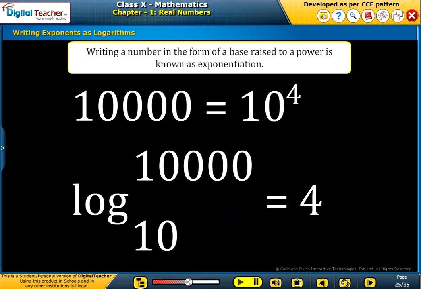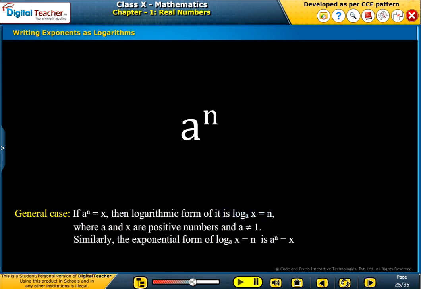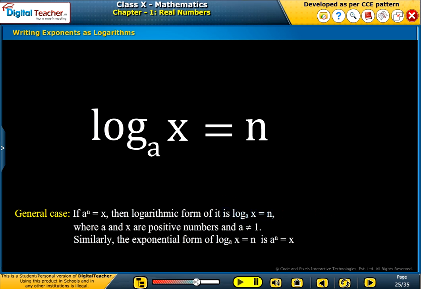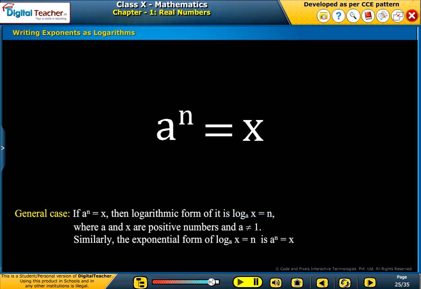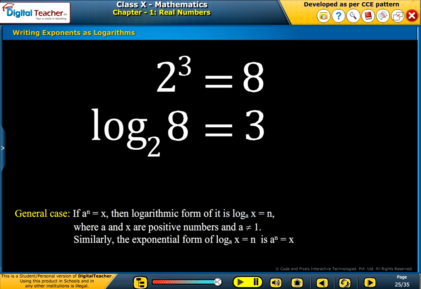Thus, logarithmic form is expressed as shown. General case: if a to the power n is equal to x, then the logarithmic form of it is log x to the base a equal to n, where a and x are positive numbers and a is not equal to 1. Similarly, the exponential form of log x to the base a equal to n is a to the power n equal to x. Example, the logarithmic form of 2 cube is equal to 8 is shown on the screen.